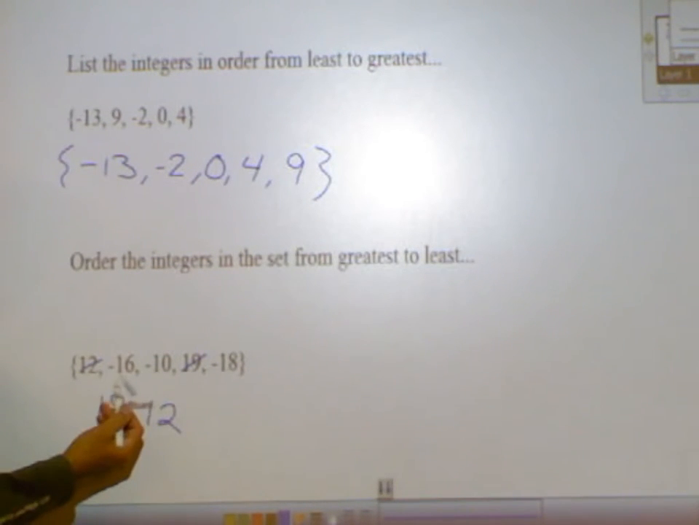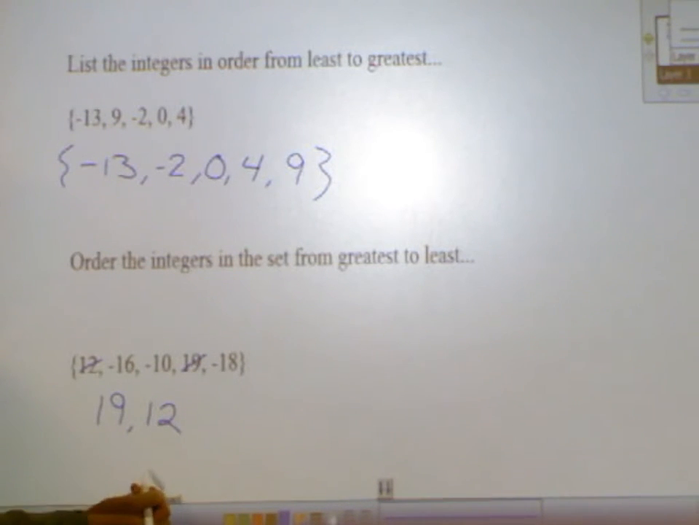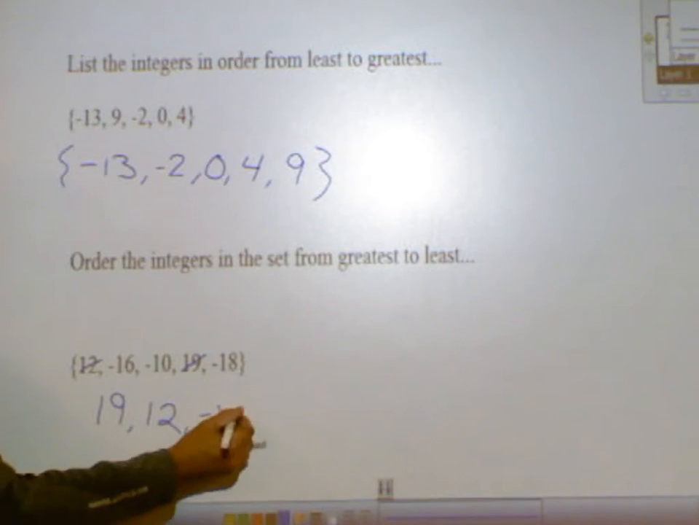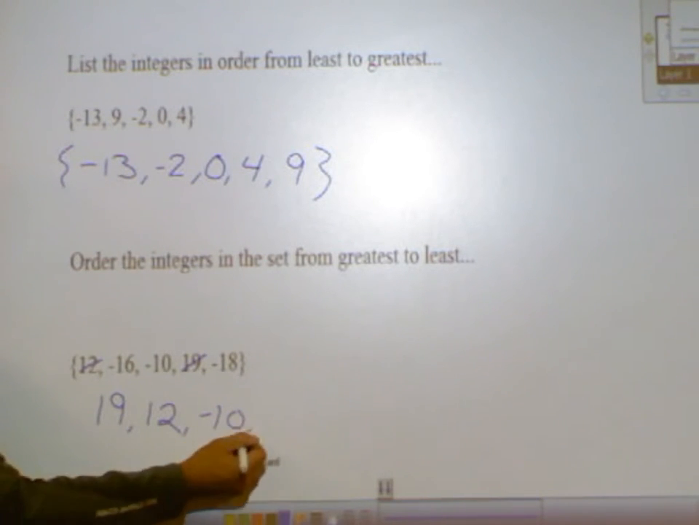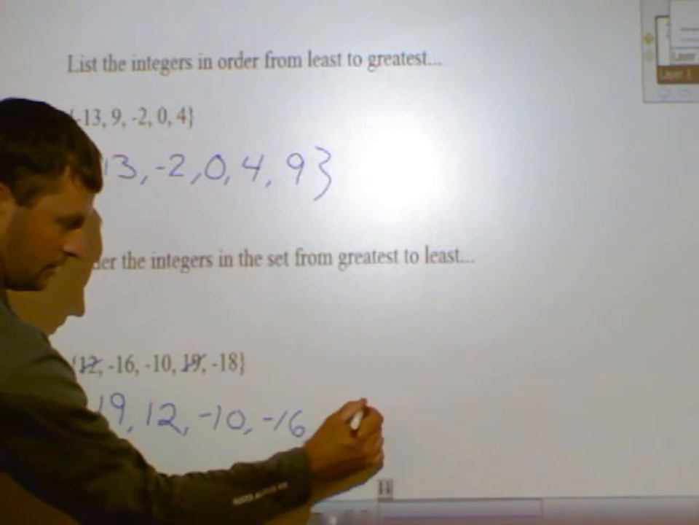Now it gets tricky. -16, -10, -18. Okay, -10 would be about here if I had my number line up. -16, smaller than that, and -18 is the smallest.